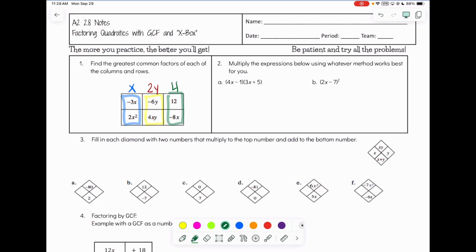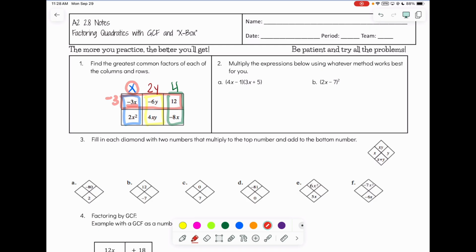We're going to look at these three together. What do these three have in common? Now, as you're looking for commonality here, try to figure out if I were to factor out the x from negative 3x, what's left that needs to be there? Negative 3, right? So if I do negative 3 times 2y, do I get negative 6y?